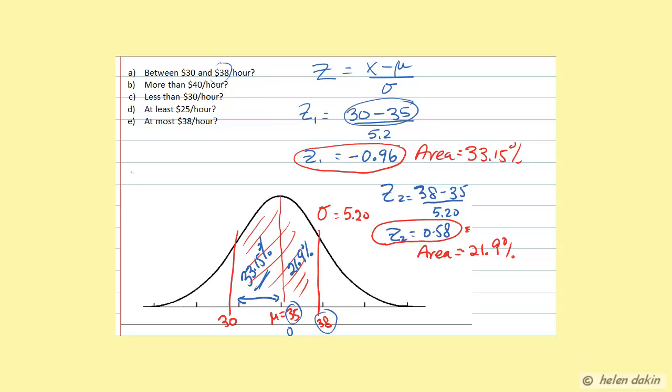So the probability that X is going to be somewhere between 30 and 38 is going to be equal to 33.15% plus 21.9%. Or the probability of drawing somebody with a value between 30 and 38 will be a total of 55.05%.